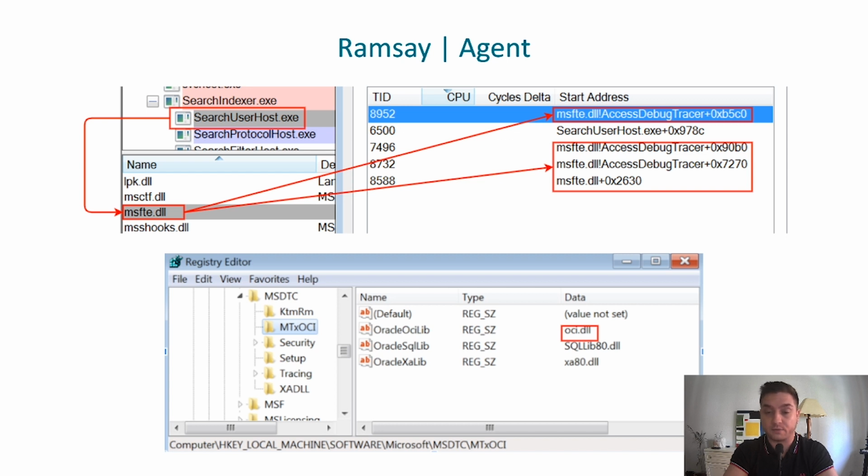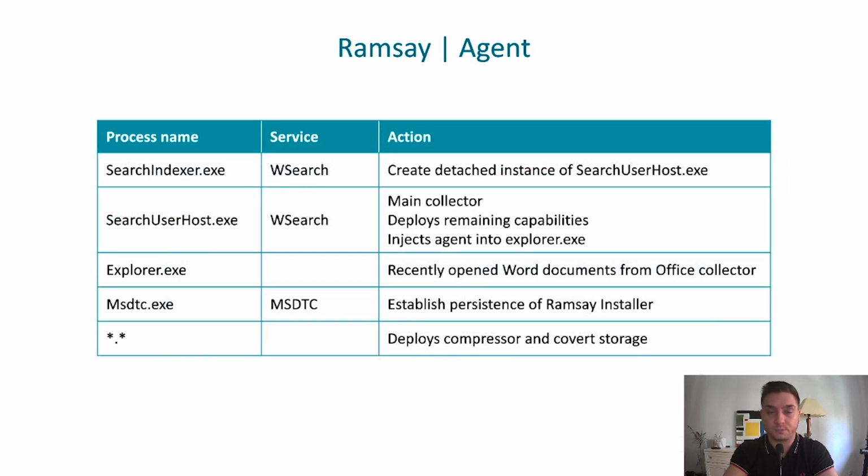And the other service which gets affected by Ramsay is the MSDTC service, which gets impacted by hijacking a dependency of Oracle, which is OC.dll. So the main chain reaction of events that takes place after hijacking these DLLs is the following. Initially, after hijacking msft.dll, the Windows Search Service will be forced to restart. And when that happens, an instance of searchindexer.exe will be deployed. At that time, Ramsay will already be running within the context of searchindexer.exe.